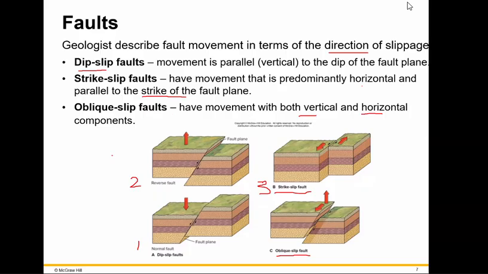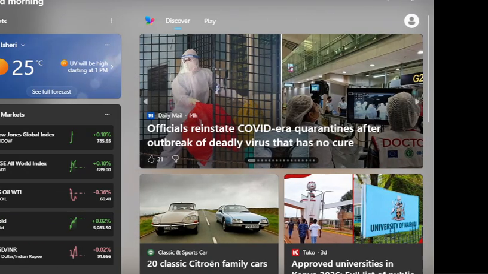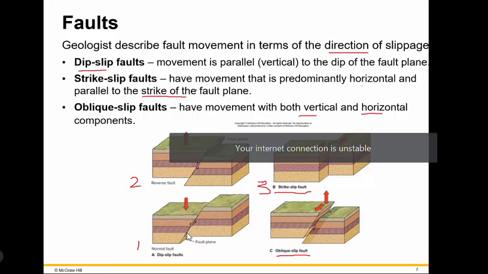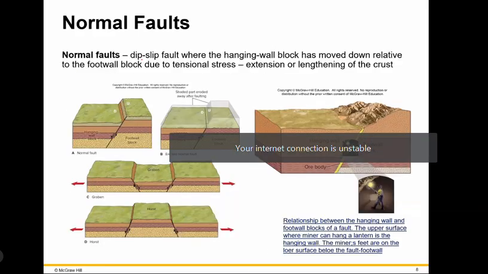If we're talking about types of faults, there are 3 types: normal, reverse, and strike-slip faults. But when you now say, what are the types of faults in terms of the direction of slippage, you want to illustrate dip-slip, strike-slip, and oblique slip faults. Does that make sense to you? Yes, sir. All right. So in terms of slippage, there are 3 types.